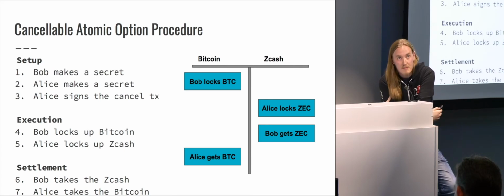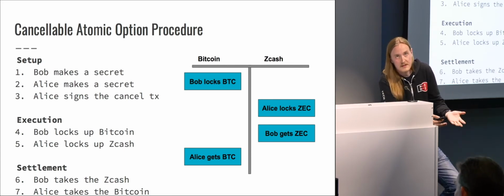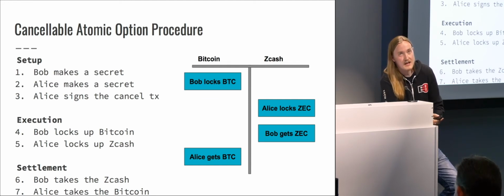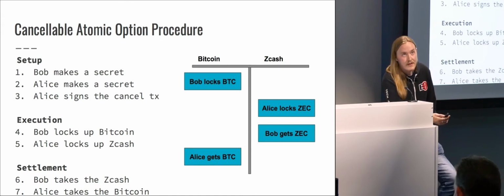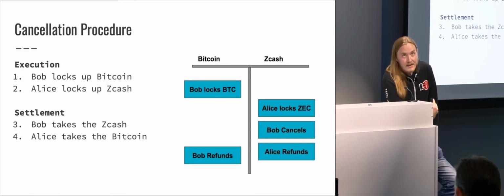So here's the happy path. It looks just like the normal option. We lock up the Bitcoin, we lock up the Zcash. Bob takes the Zcash, Alice gets the Bitcoin. That's what happens if it's exercised. Okay? Then this is the cancellation process.